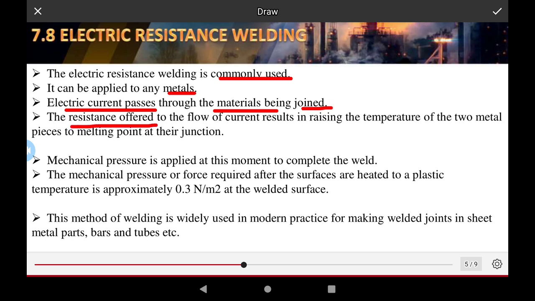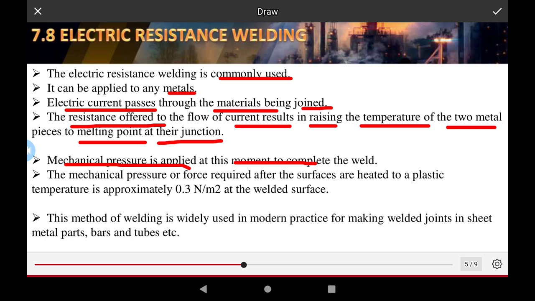The resistance offered to the flow of current results in a rise in the temperature of the two metal pieces to the melting point at the junction. The mechanical pressure is applied at this moment, and the weld is complete.